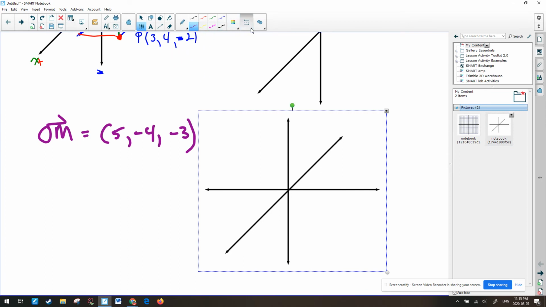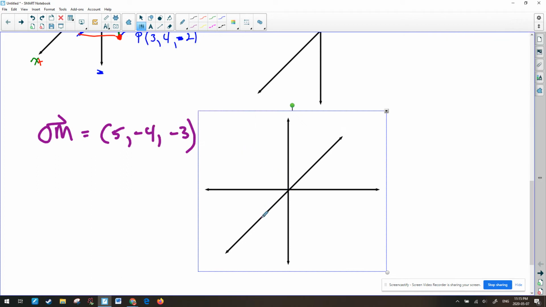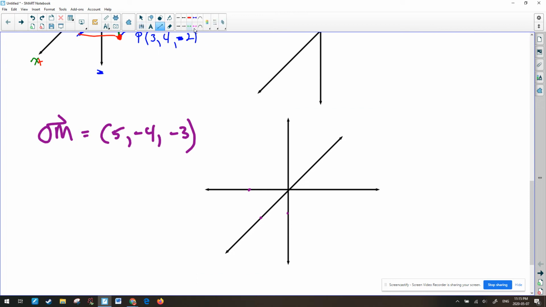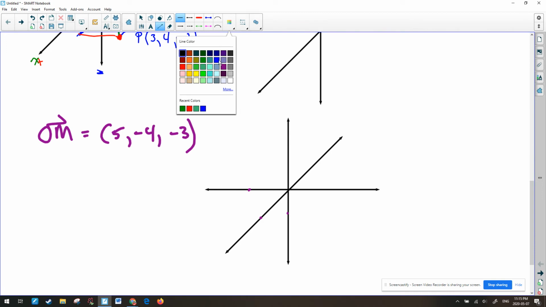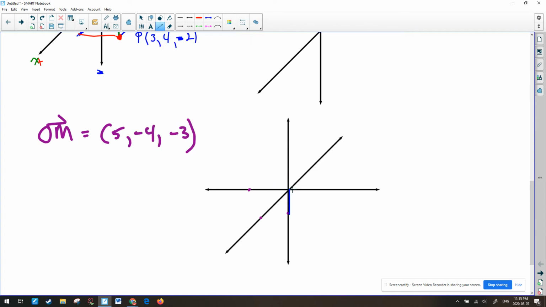Okay, so I want a thinner line. There we go. So 5: 1, 2, 3, 4, 5. Loop there. And then -4: 1, 2, 1, 2, 3, 4, to about there, and then -3: 1, 2, 3, to about there. Now I'm going to make use of my tools here, my electric ruler, and make it a little bit thinner. All right, I'm going to put these all in the same color because I think you get the idea of how these work.